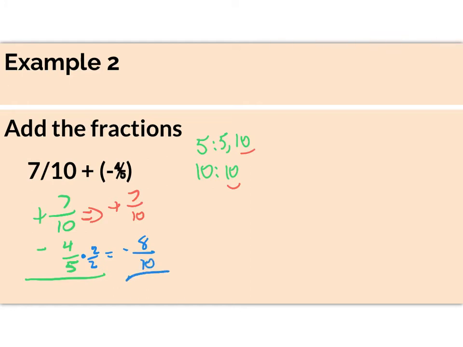So now you have different signs, positive 7, negative 8. Same signs add, different signs subtract. So we're actually going to be subtracting, and 8 minus 7 is 1. Take the sign of the larger number, and the bottom stays the same. When you add and subtract fractions, the bottom stays the same.